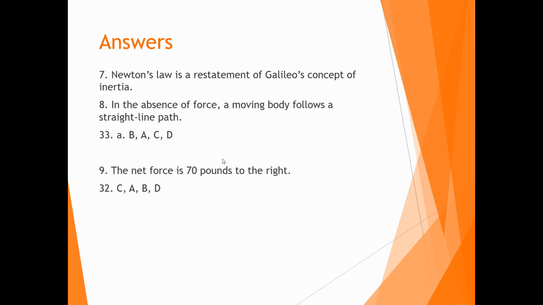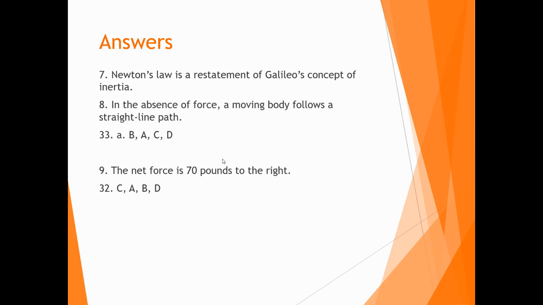And then from the other section, which was number 9, what is the net force on a cart that's pulled to the right with 100 pounds of force and then to the left with 30 pounds of force? So the net force will be 70 pounds to the right because you're going to take 100 minus 30 and get 70. And the larger force is to the right, so you're going to end up with your net force to the right.